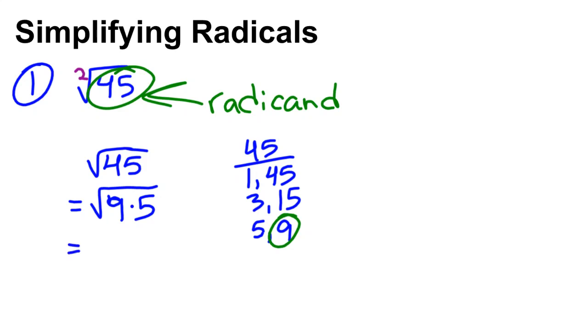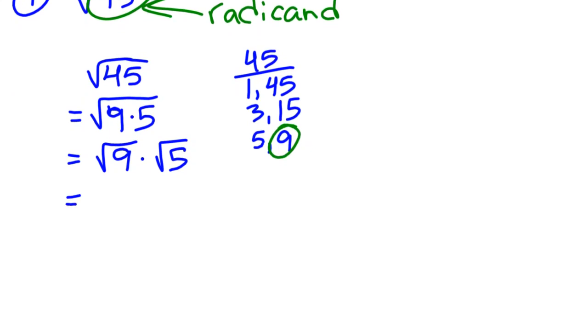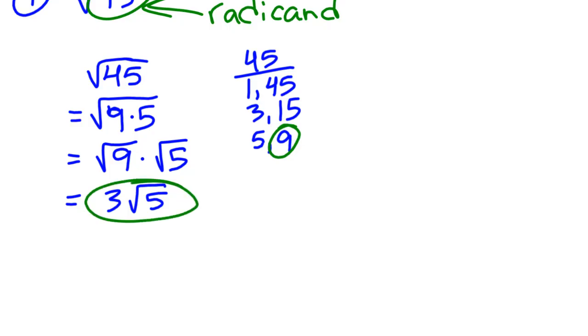Next, I'm going to rewrite this as 2 separate radicals being multiplied together. Now we have rad 9 times rad 5. What allows us to do this is something called the product property of square roots, which says that if you were to multiply 2 radicals together, you would just multiply the radicands and write the product of that under one radical. Now the square root of 9 is 3. We can't take the square root of 5, that's the most simplified. So that's our final answer, 3 rad 5.